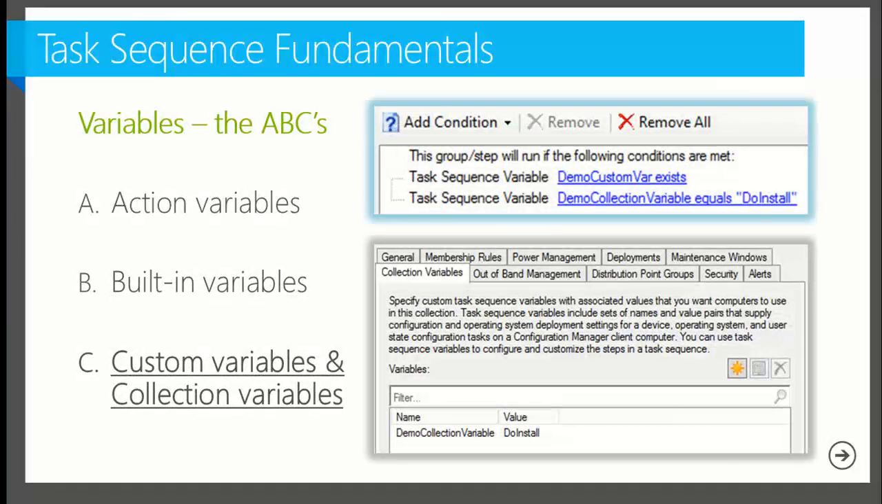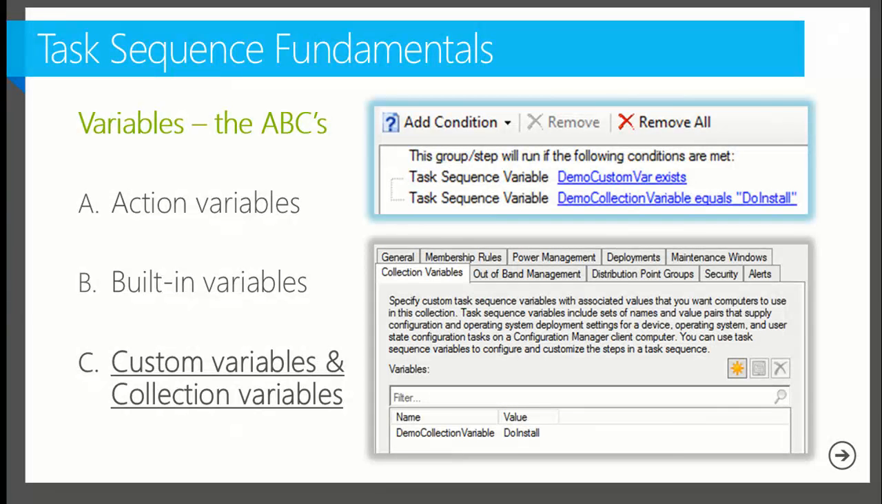So with custom and collection variables, when it comes to managing systems with task sequences, you might end up using custom variables a lot. At least I know that I do. You can define any variable with any name, with any value, and use it however you need throughout the task sequence. And for collection variables, I will have another demo on this later on as well.